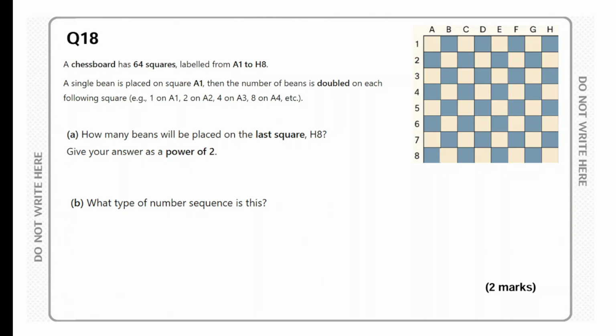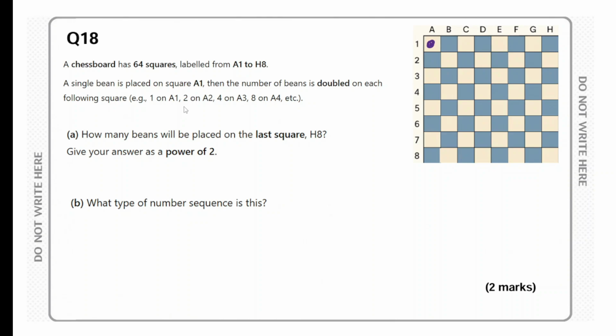Question number 18. Try this question. A chessboard has 64 squares labeled from A1 to H8. So A, B, C, D, E, F, G, H this side, 1 to 8 on the other side. That's 64 altogether. A single bean is placed on square A1. Okay, so you put a bean here. Then the number of beans is doubled on each following square.